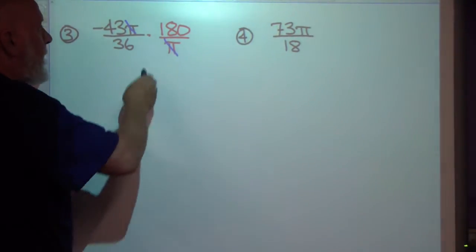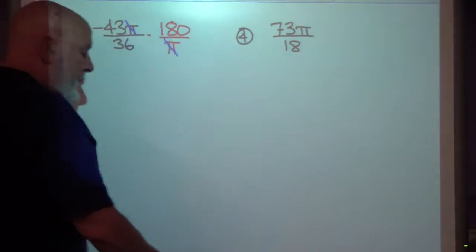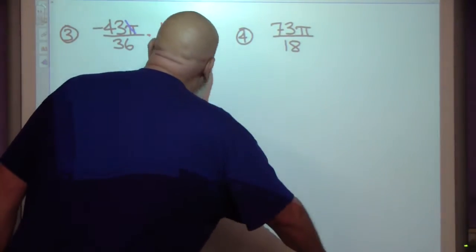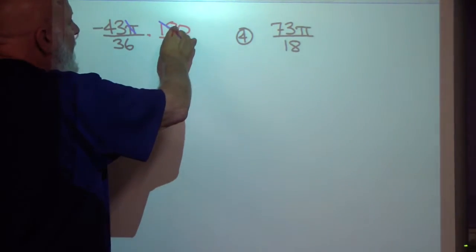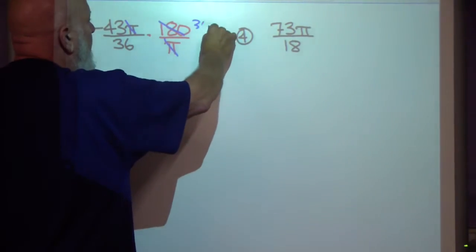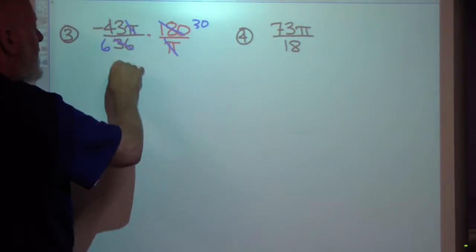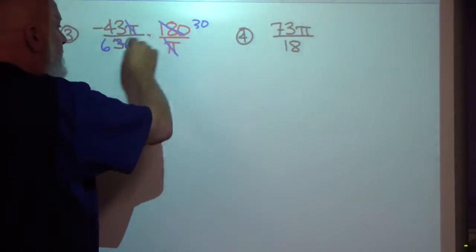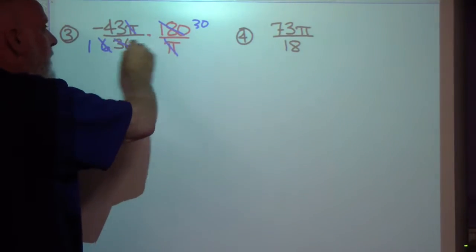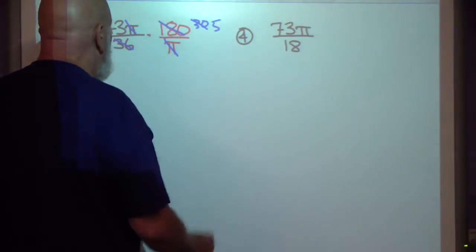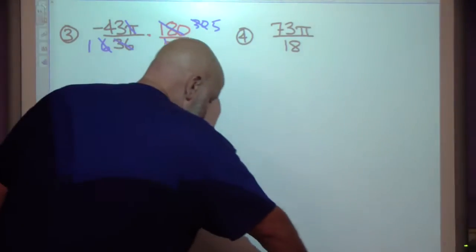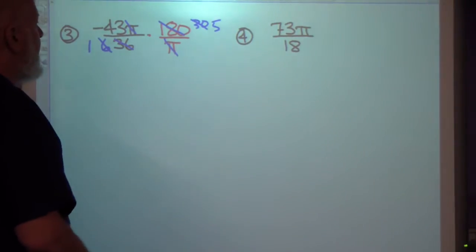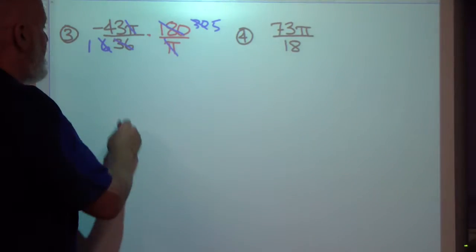And I'm going to say that 180 divided by 36, well, they'll definitely both, I can divide them both by 6 in my head, easy enough. If I divide that by 6, it's 30. If I divide that by 6, it's 6. And I can divide both of these by 6. And that turns into a 1, that turns into a 5. And I'm left with negative 43 times 5, which is whatever that is, negative 255.